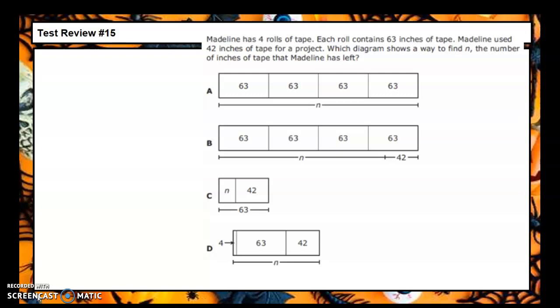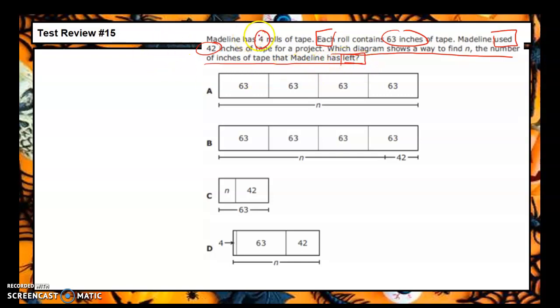All right, so it says, Madeline has 4 rolls of tape. I want you to imagine that. She has 4 rolls. Each roll contains 63 inches of tape. All right, so I can imagine that. That's going to be important. 4 rolls and 63 each one. Madeline used 42 inches of tape for a project. Which diagram shows a way to find the number of inches of tape that Madeline has left?